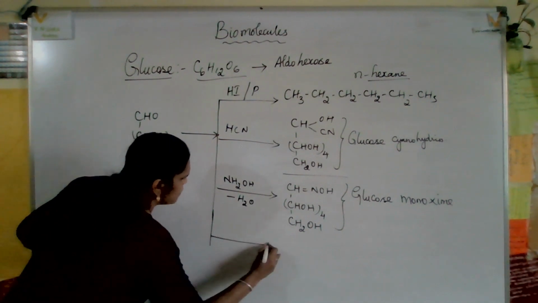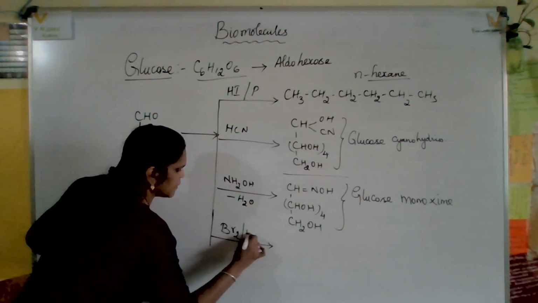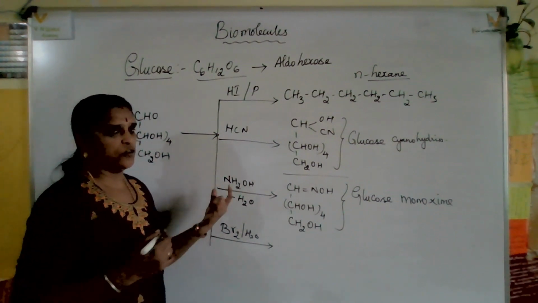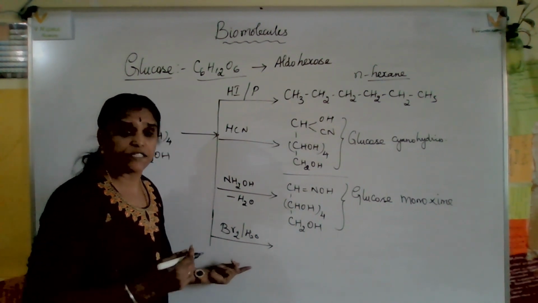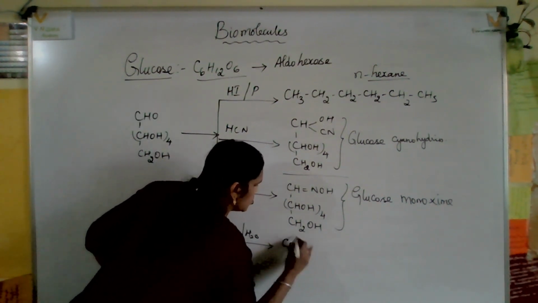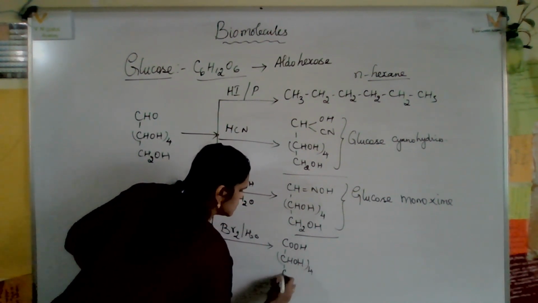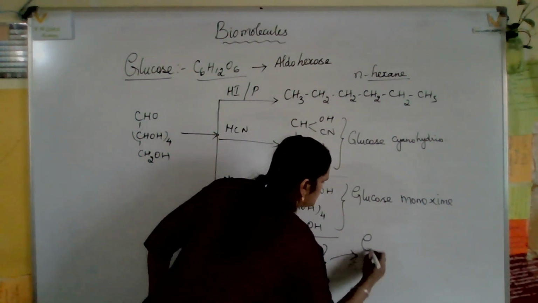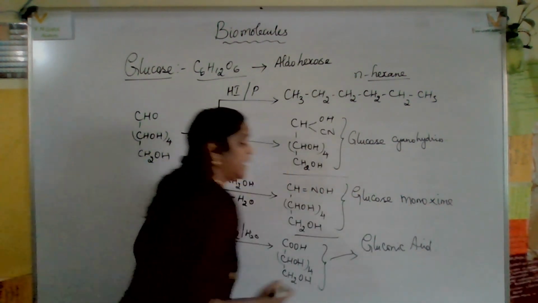Next one more: a mild oxidizing agent. As a mild oxidizing agent we can take bromine water. If we take bromine water, we get gluconic acid. Generally the aldehyde is converted into an acid group through a mild oxidizing agent. So here CHO is converted into COOH, then CHOH 4 times, CH2OH. So what do we call this? Gluconic acid.